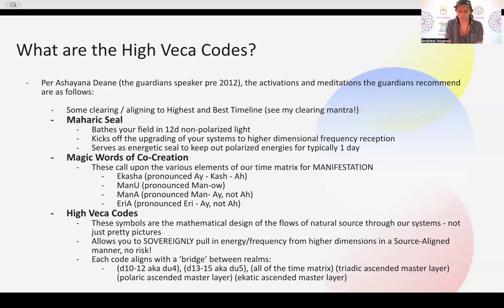First of all, when you are going to engage with the high Veca codes, you want to start off by clearing your space. I have a clearing mantra on my channel, and it's not just clearing, but first of all, it aligns you with the infinite flow of natural organic source, right? So it has a number of different terms for that, and you want to say all those in your meditation.